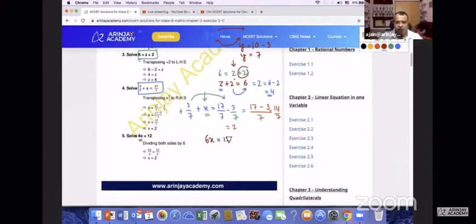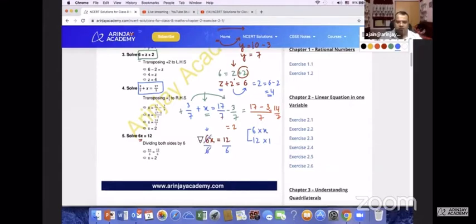6x is equal to 12. Now, one of the things which you would have learned in respect of equations is that if you divide both sides of the equation by the same number, the equation remains unchanged. In this case, I have 6x, which means 6 into x. And on the right side, I have 12, which can be written as 12 into 1. I see that 6 and 12 both can be divided by 6, so I will be able to simplify this equation.